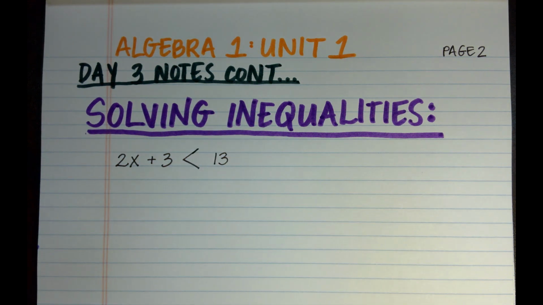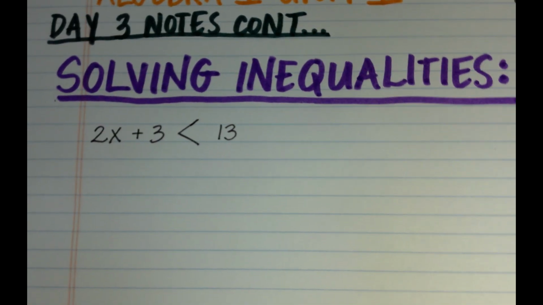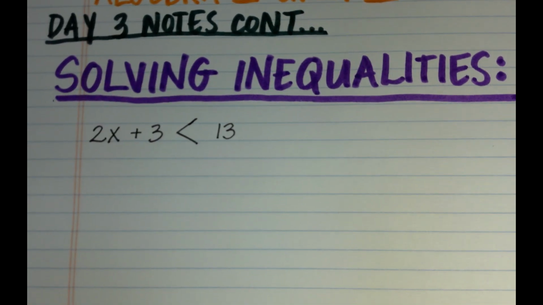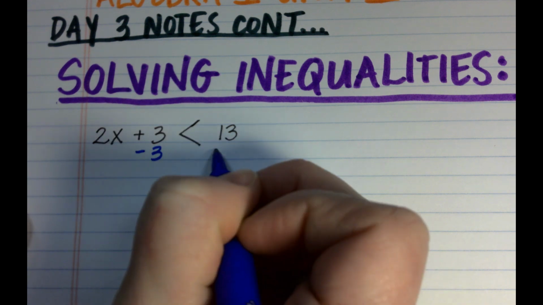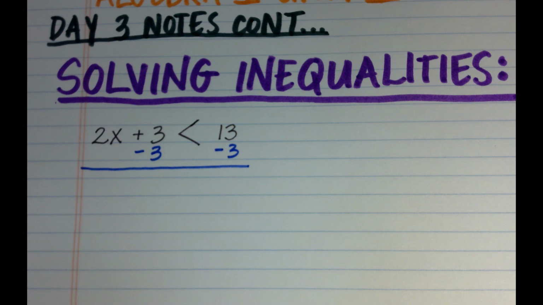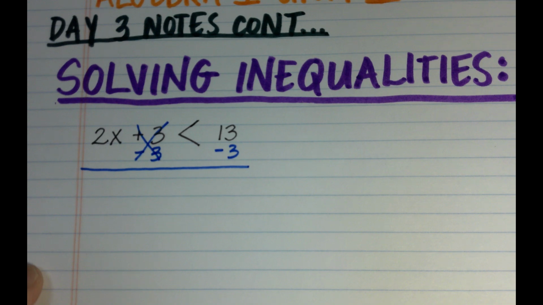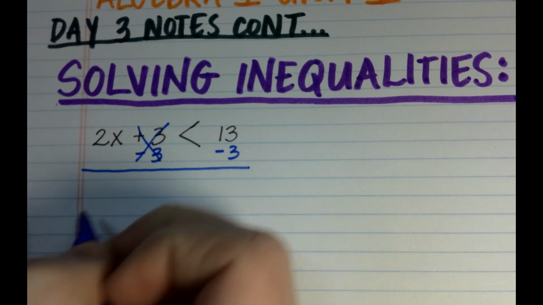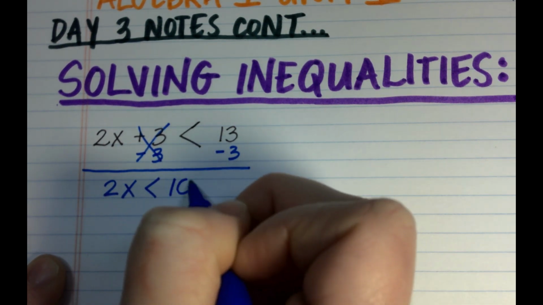So I'm not even going to directly tell you what to do. I would like for you guys to guide me. How do I solve this? Good. First, we're going to start by subtracting 3 from both sides, just like we would if it was an equation. Minus 3, minus 3. Okay. My 3's cancel. What happens next? Bring down your 2x less than 10. 13 minus 3 is 10.